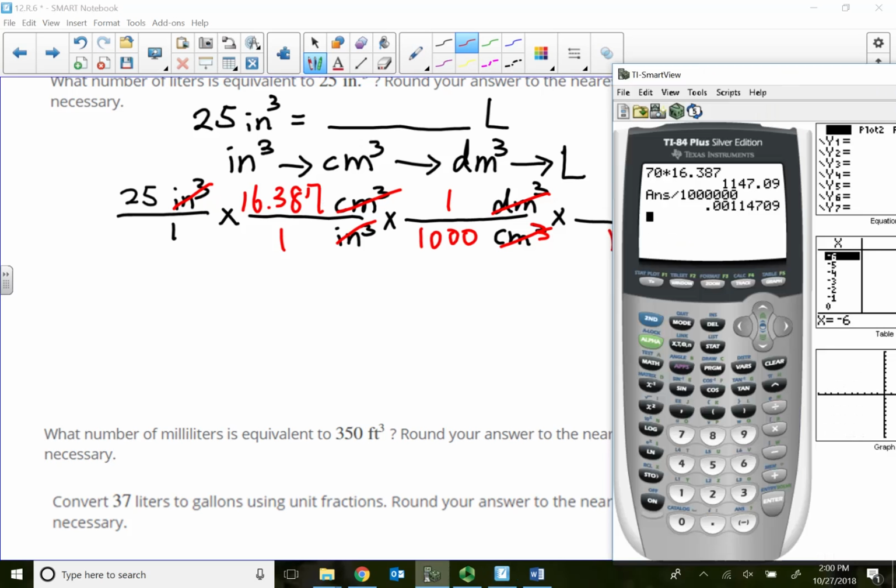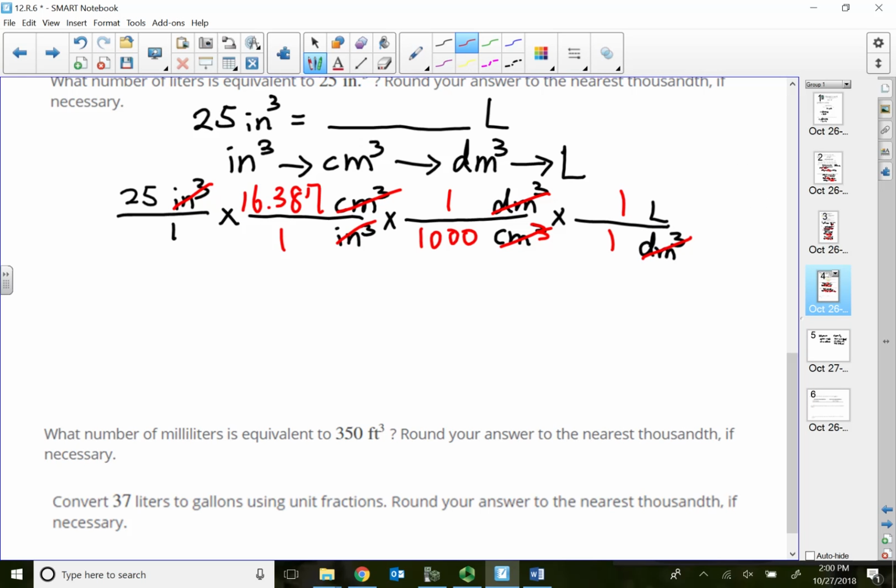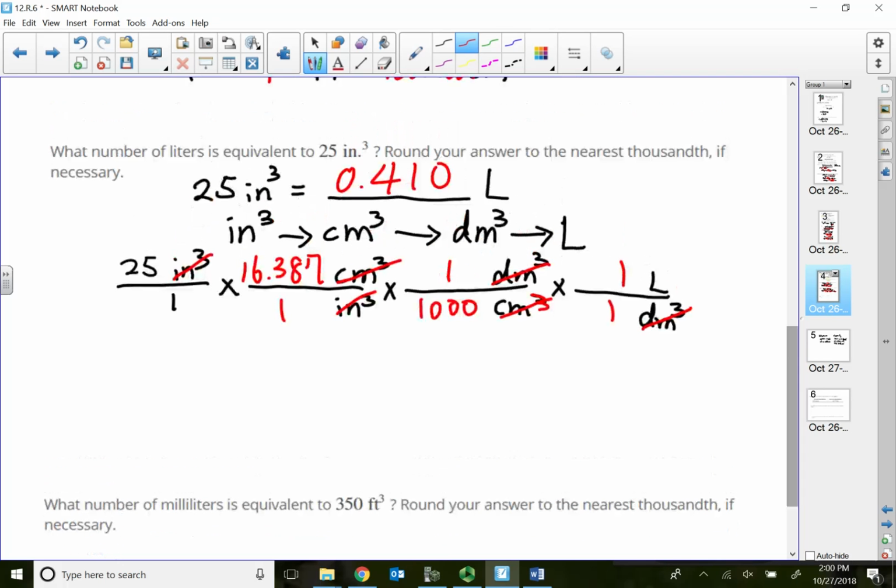25 times 16.387, that will be 409, then really just divide by 1,000. My answer, rounded to the nearest thousandth, is 0.410. The 6 and 9 go up, so that'll be 0.410. That's my answer, 0.410 liter. Not even half a liter.